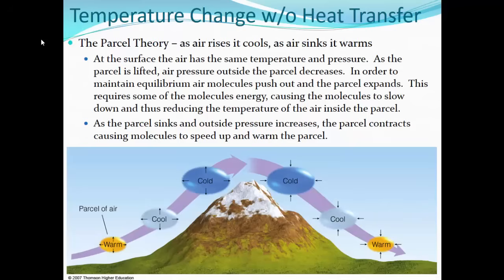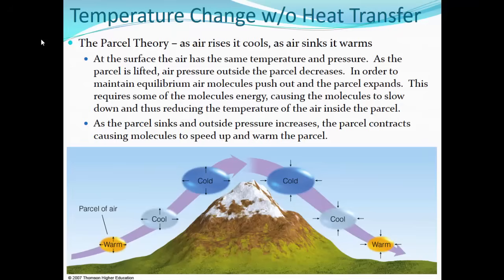All right, let's talk about the parcel theory. We talked about a parcel of air earlier. Let's talk about what happens to a parcel as it moves up and down in the atmosphere. The parcel theory tells us that as air rises, it cools. As air sinks, it warms. You know that because if you're at the base of a mountain, it's nice and sunny and warm, but as you go up the mountainside, it gets cooler.